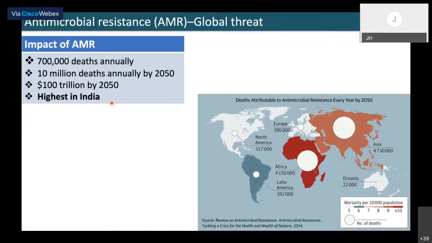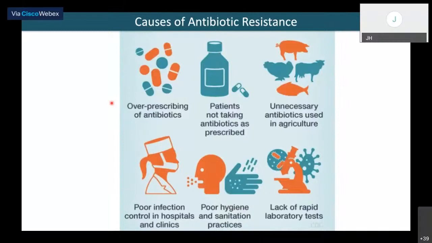There are various causes and reasons for where we are today. One reason is over-prescribing of antibiotics, where doctors prescribe antibiotics when they're not required. Suppose you have a viral infection and the doctor prescribes an antibiotic, and we know that if you take an antibiotic, it's not going to do anything to the viral infection. But sometimes that is happening, and there are many other reasons hiding within this category that I'm not going to talk about much.